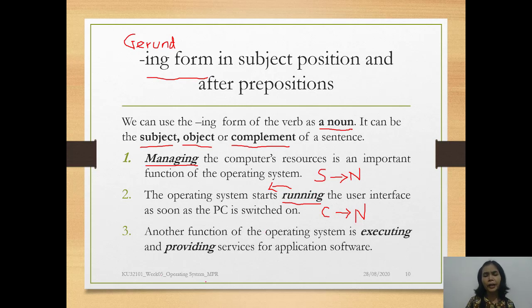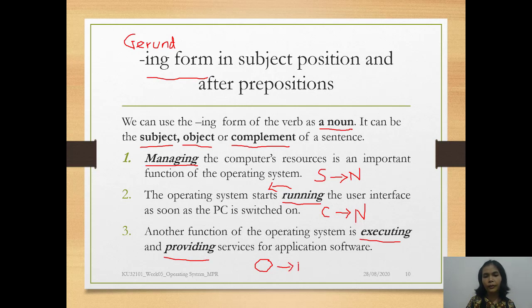Okay, and then for the last one, another function of the operating system is executing and providing services for application software. And what about over here? For this one, this is the ing form as the object, and obviously this is the noun.